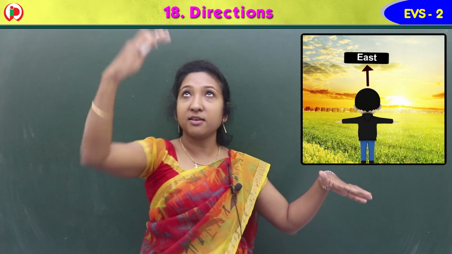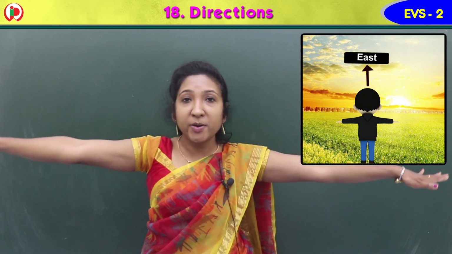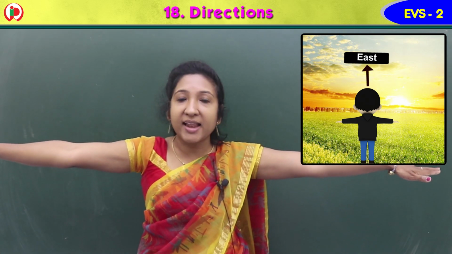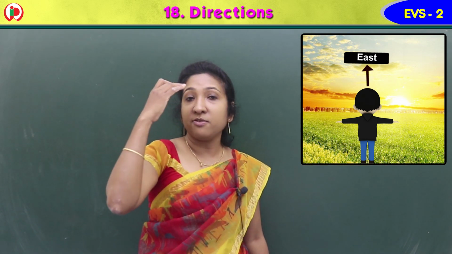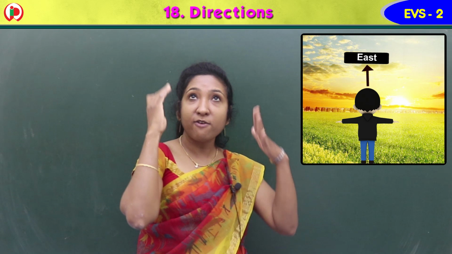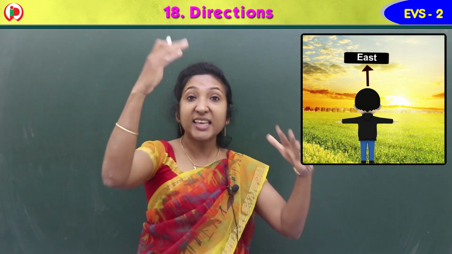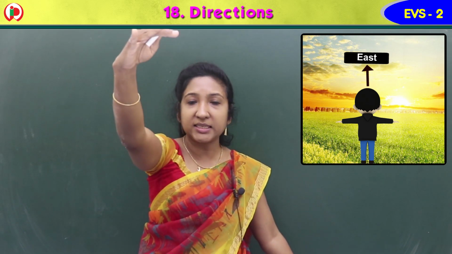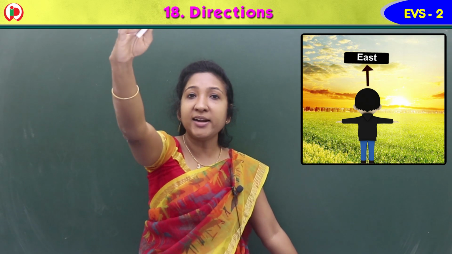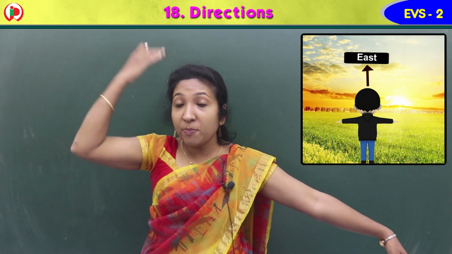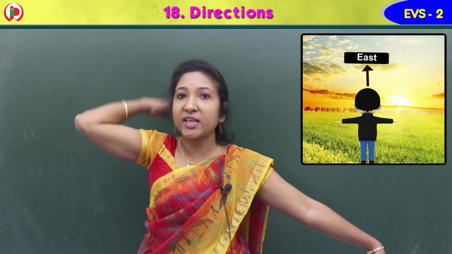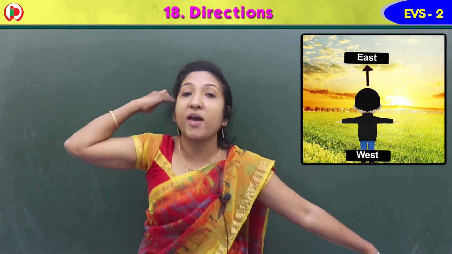So you have to stand in front of the sun and open your arms, or stretch your arms like this. Okay? So the side where you are facing the sun is east, because the sun rises in the east. So this direction is called east. Then behind you, opposite to the east, we say it is west.